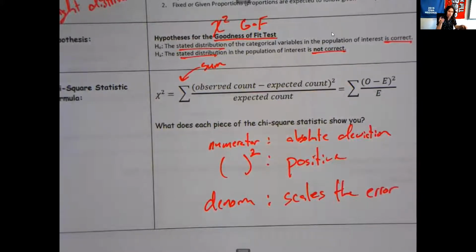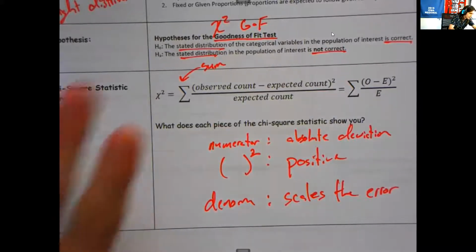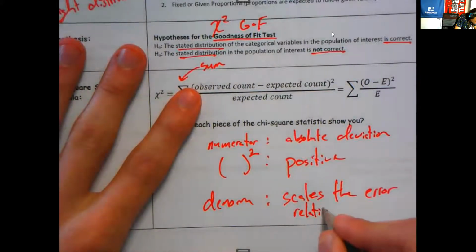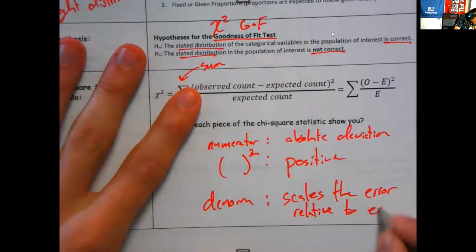It's kind of like we're scaling it. We're saying, oh, how big should it have been? Because if I get a big deviation, but it was a really big component, I might be expecting that. But if I have what should be a really small expected component and it ends up having a really large error, that tells me, oh, this is really significant error. It scales the error relative to the expected count.